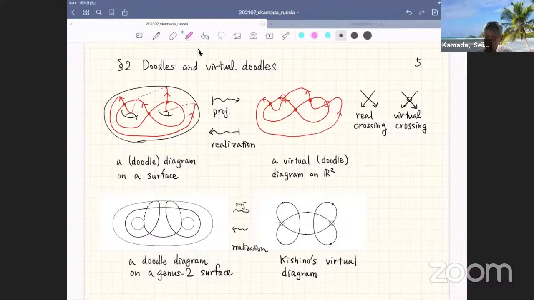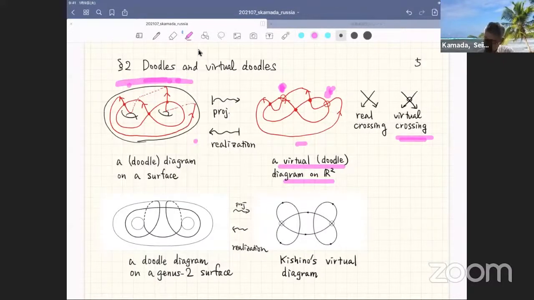This is the relationship between doodles on surfaces and virtual doodles. The left side is an example of a doodle diagram on a surface. This is a diagram on a genus 2 surface. And consider projection to the plane. Then we have some additional crossings, which we call virtual crossings. These two crossings are not crossings in the original figure. They are obtained by considering projection onto the plane. This diagram is called a virtual doodle diagram on R2.